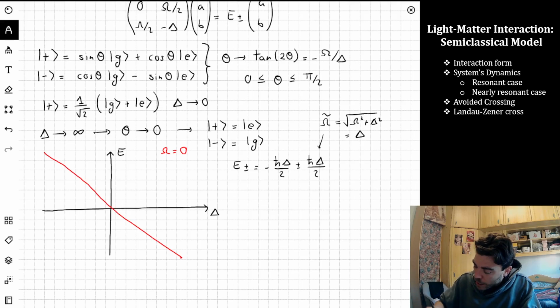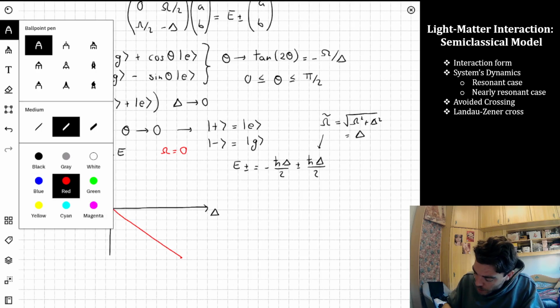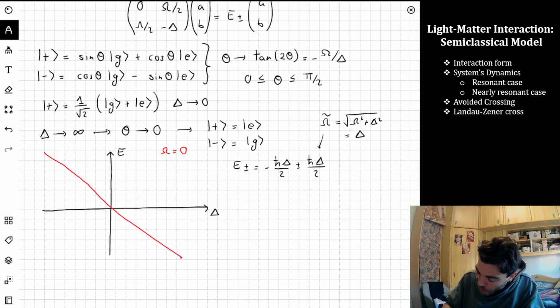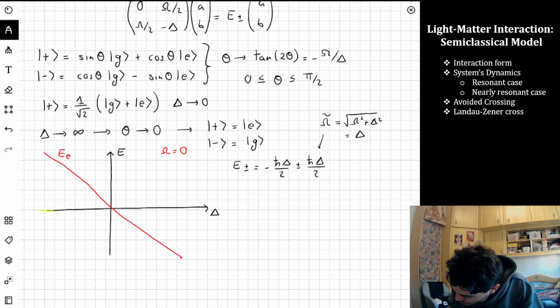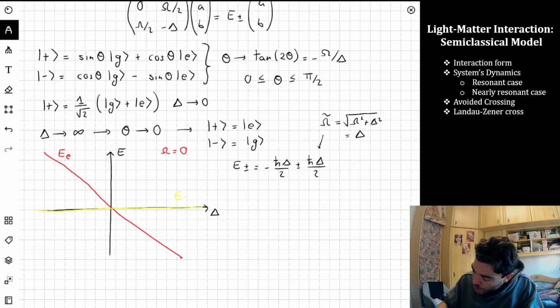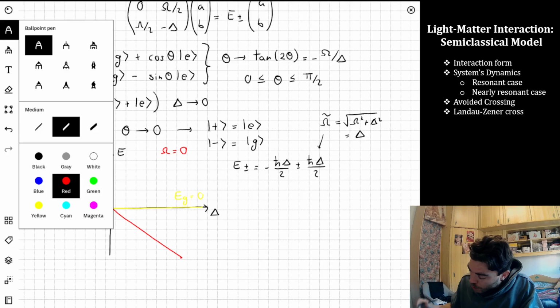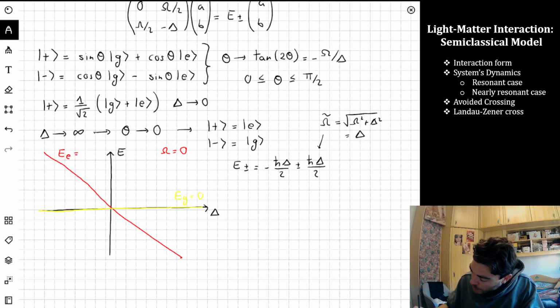So this means that the excited state, which is this one, is linear with the detuning, while the ground state is always 0, because we put the energy of the ground state to be 0. This will be the energy of the ground state, that is equal to 0. And the energy, well, just to be clear, the energy of the excited state is minus h bar delta.